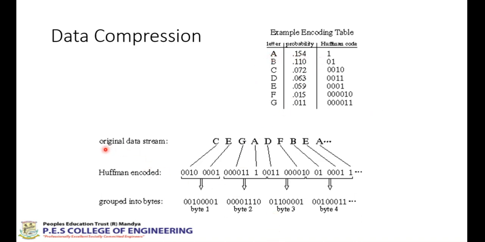So if you see here the original stream, you can think of this as a data stream. Each alphabet is coded with respect to its Huffman coding. We call this encoding. Each character is encoded into its binary form, and this Huffman code is grouped at byte level. Byte level means 8 bits together, and these 8 bits are actually transmitted.